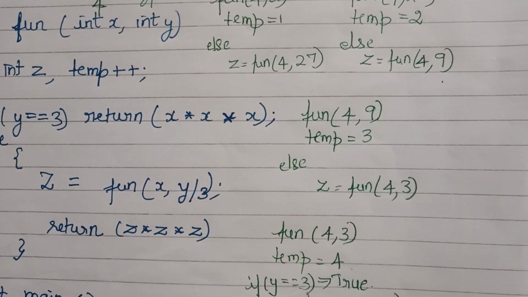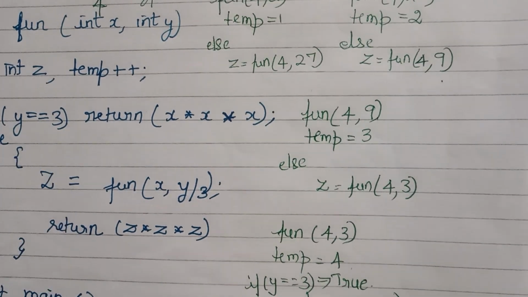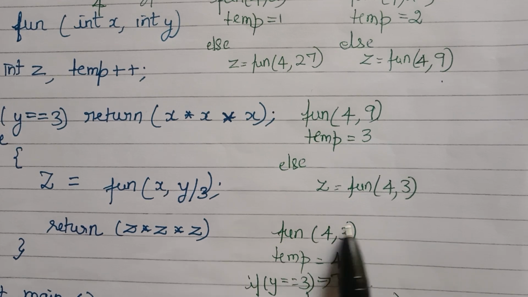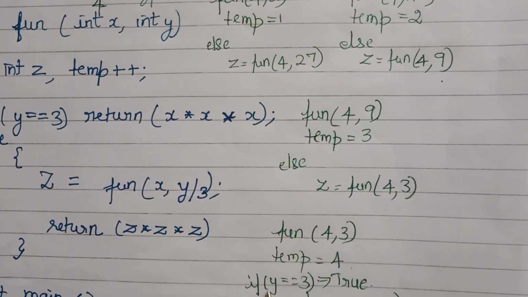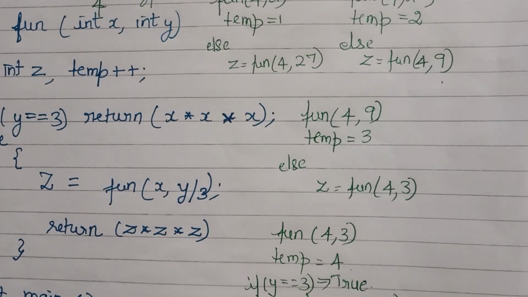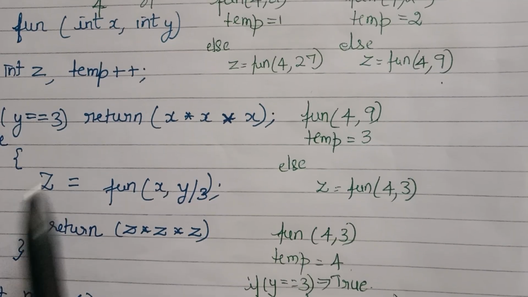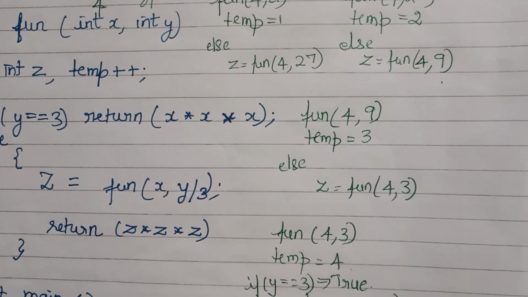Then here you see that the y value is equal to 3. Here they gave a condition, right? If y equal to 3, so here this condition is satisfied because y has become equal to 3. So when y equals 3 is true, then this will return the x value, that is 4 into 4 into 4, that is 64. And then it goes out of the function.